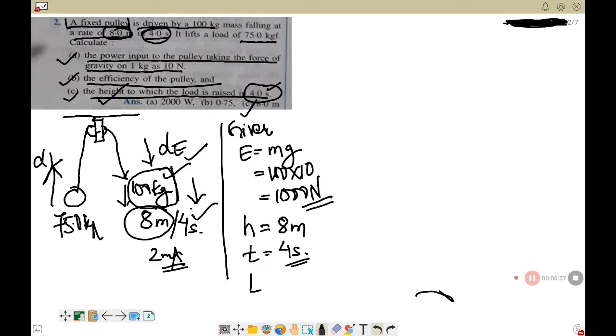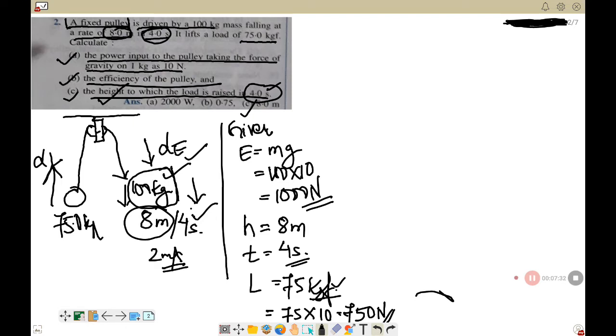Apart from this, we have one more thing, that is the load. Load is 75 kilogram force, that is kgf. Now load is given in kgf, which is not the SI unit of force, so we need to convert this into the SI unit. So 75 into 10 will give me how much? 750 newton. So now I have the effort as well as the load in the same unit, that is newton.